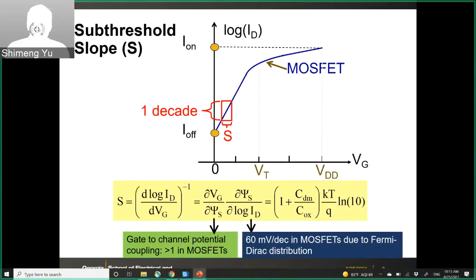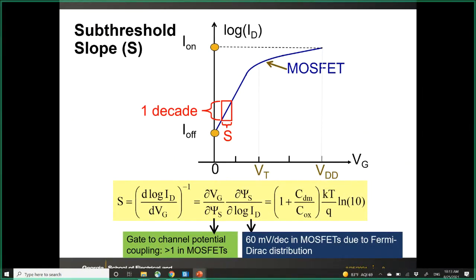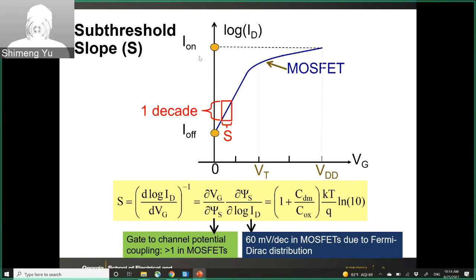All right, so here I want to spend a few words on the subthreshold current. This is important for many discussions in this course. And sometimes in the undergrad courses, this part will be skipped. But I hope that you can still have some knowledge about the subthreshold.